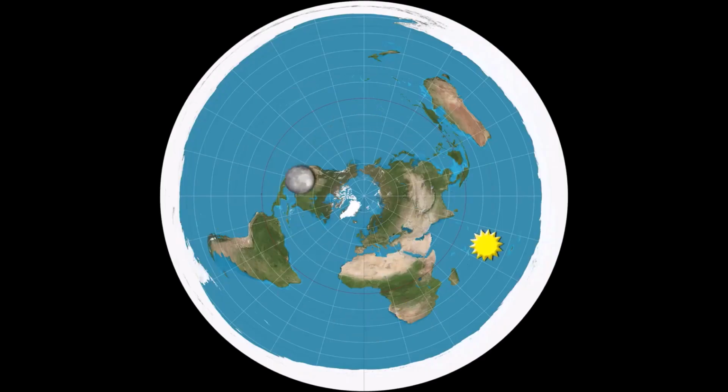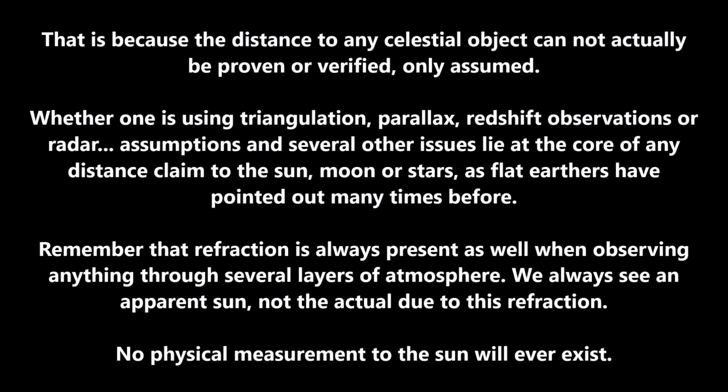Now, whilst flat earthers can't agree on a complete flat earth model, they do seem to have a general consensus that the earth is a flat plane and that the sun and moon circle above it whilst maintaining a fairly constant altitude. Although they can't agree on what that altitude is. That is because the distance to any celestial object cannot actually be proven or verified, only assumed, whether one is using triangulation, parallax, redshift observations or radar. Assumptions and several other issues lie at the core of any distance claim to the sun, moon or stars, as flat earthers have pointed out many times before.